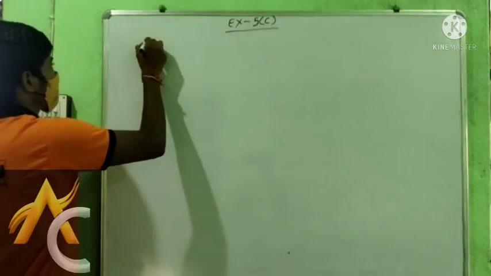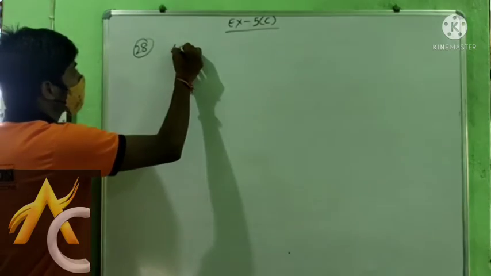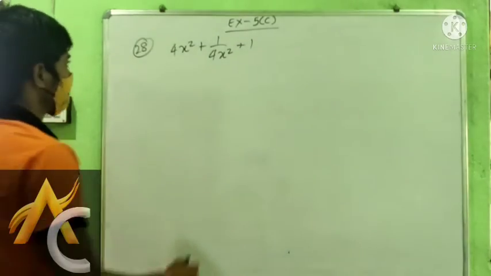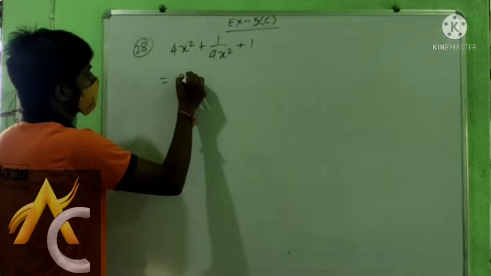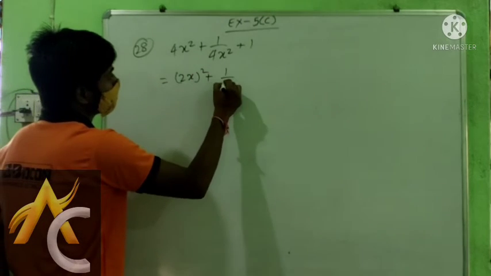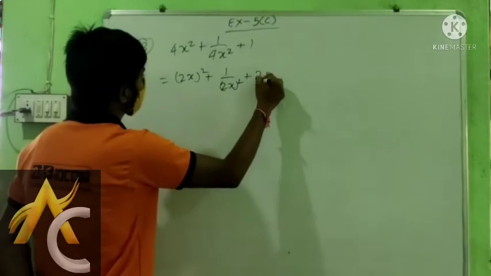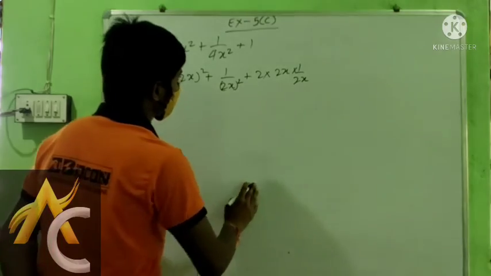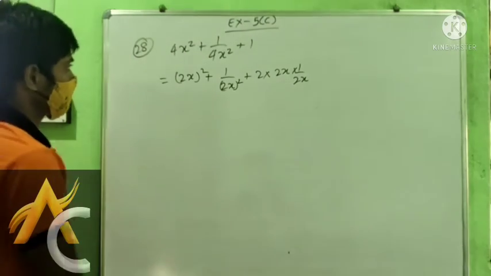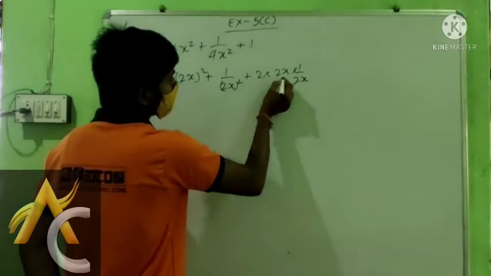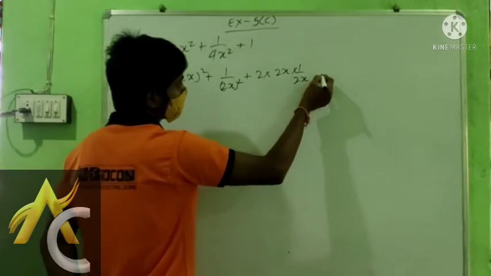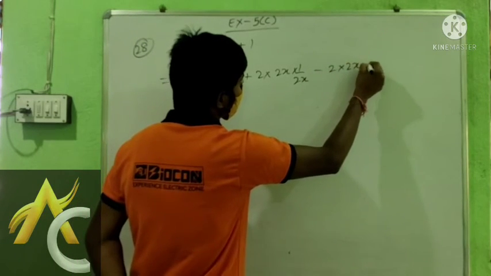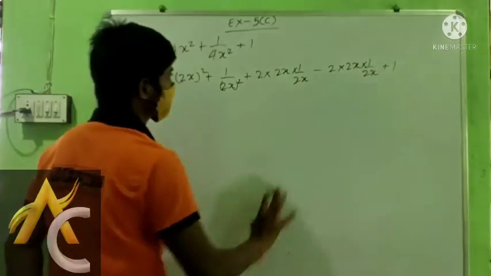Now question number 28. Question number 28 is 4x square plus 1 by 4x square plus 1. Now we can write it as (2x) whole square plus (1 by 2x) whole square plus 2 into 2x into 1 by 2x, right? And since plus 2 into 2x into 1 by 2x is added by myself, we will write here as well minus 2 into 2x into 1 by 2x, and then plus 1.